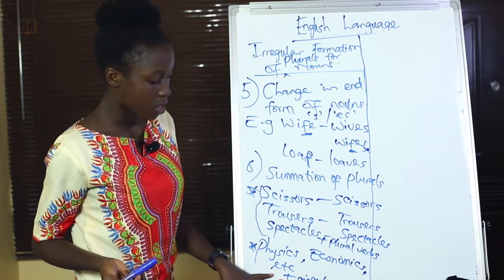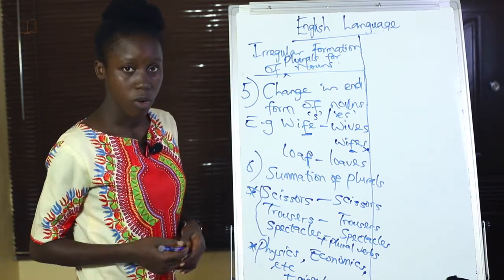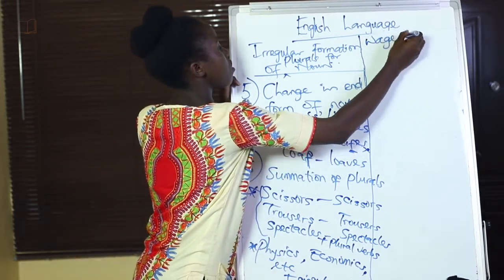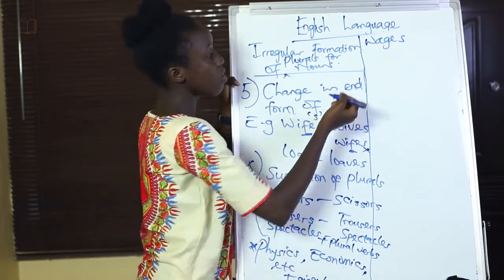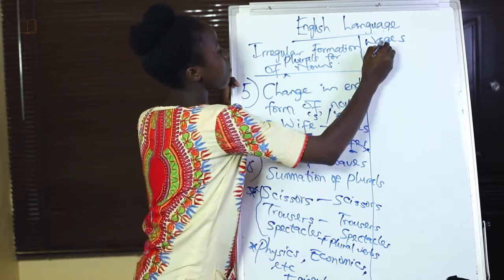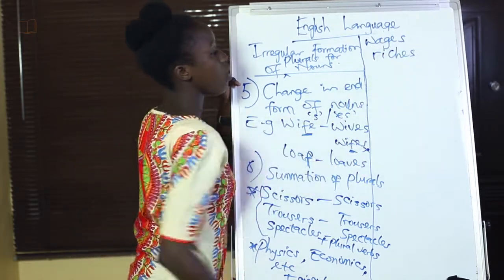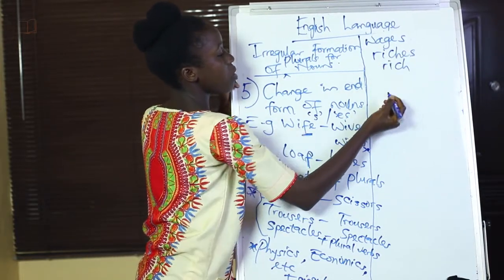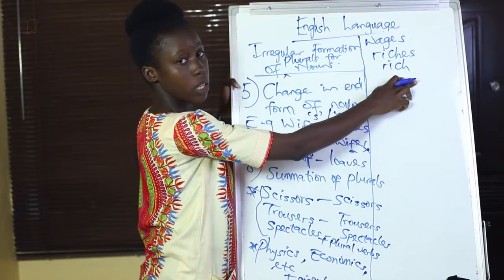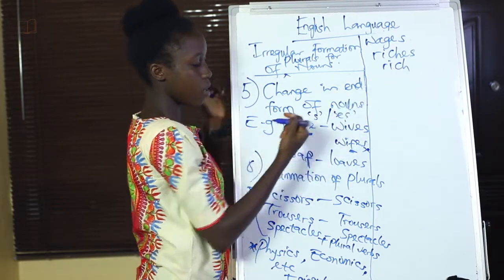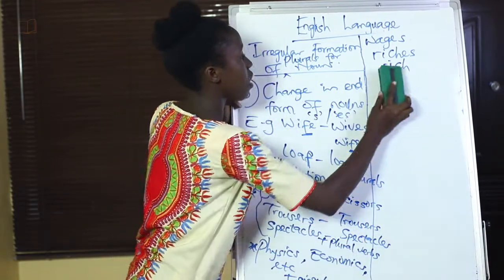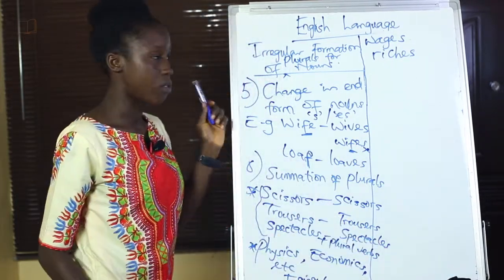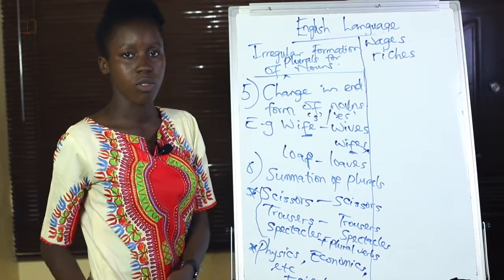There are some other examples too under summation of plurals. For example, we have wages. We have riches. You can't say rich. By the time you are saying rich, this is an adjective. It's no more a noun. Rich is an adjective, so you can't categorize rich under noun. That's under adjective. Riches, wages, and so on and so forth.